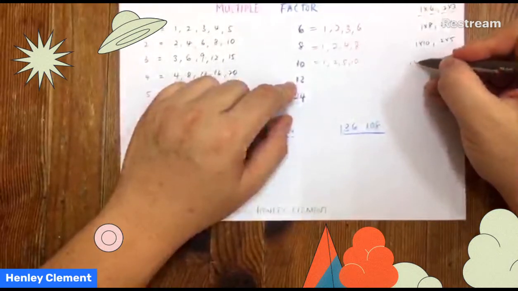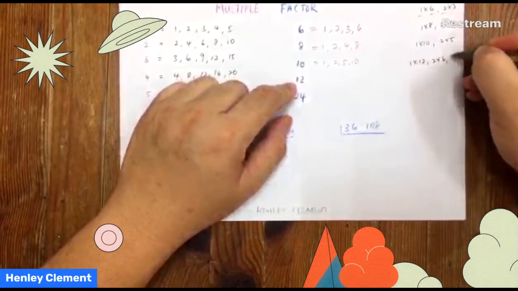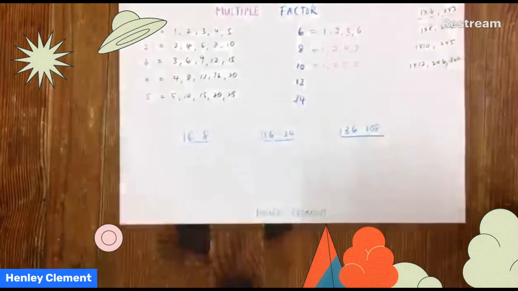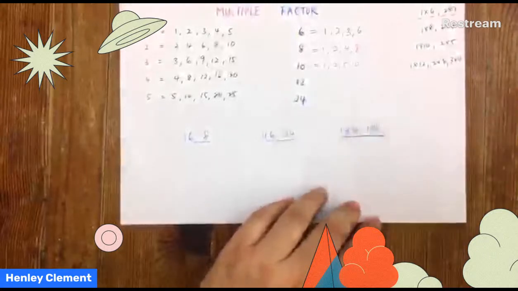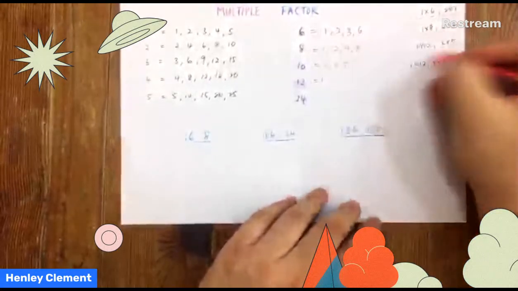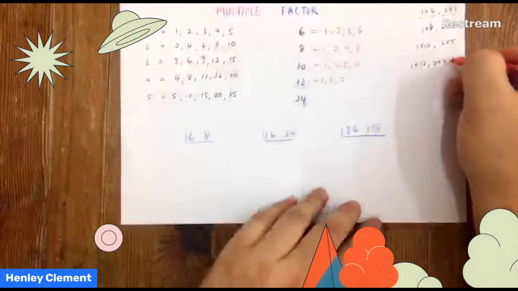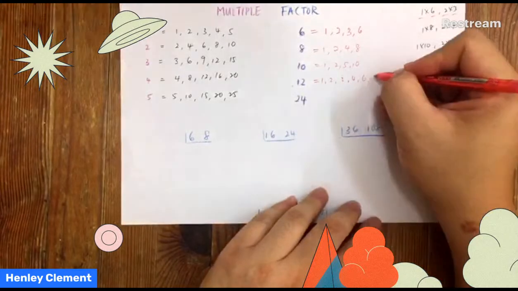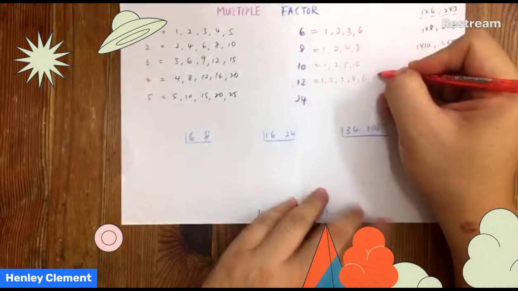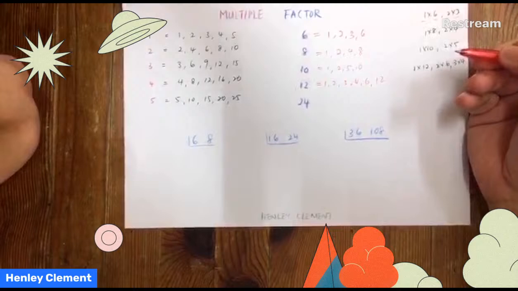For 12, I think there are quite a lot, so I need to write it slowly. 1 times 12, 2 times 6, 3 times 4. So I have many answers, so I need to write them properly. I have 1, I have 2, I have 3, I have 4, I have 6, and I have 12.